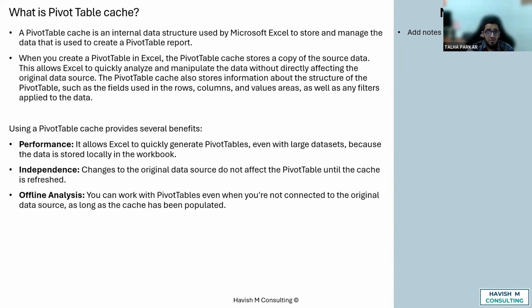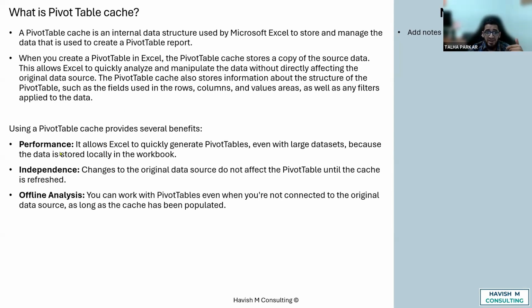So in a few minutes, we'll also see how we can create a new pivot table with a new pivot table cache, right? When you create a pivot table in Excel, the pivot table cache stores a copy of the source data. This allows Excel to quickly analyze and manipulate the data without directly affecting the original data source. So any calculation that you add, any new column that you add in a pivot table, any new grouping that you do in a pivot table will not happen in the main data source. It will only happen in the pivot table cache.